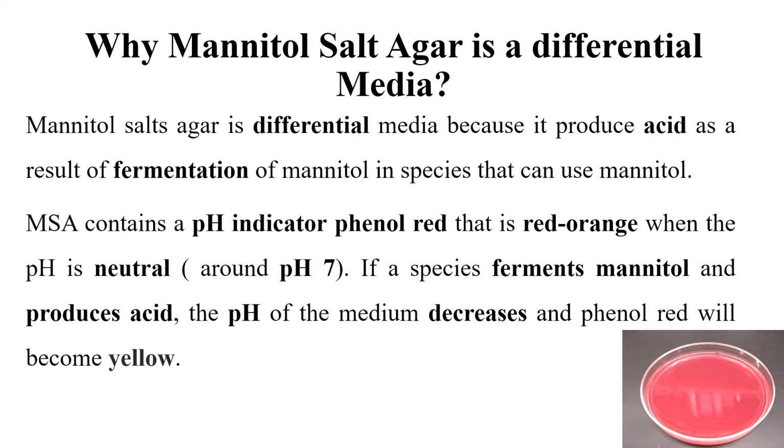It has a pH indicator, which is phenol red, which is red-orange when the pH is neutral, around pH 7. If a species ferments mannitol, like Staphylococcus aureus, it will produce acid. Automatically the pH of the medium will decrease toward acidic, so the phenol red will change its color and become yellow.